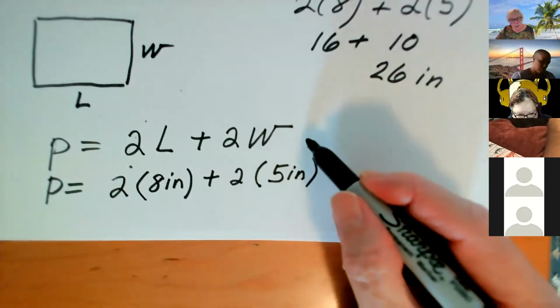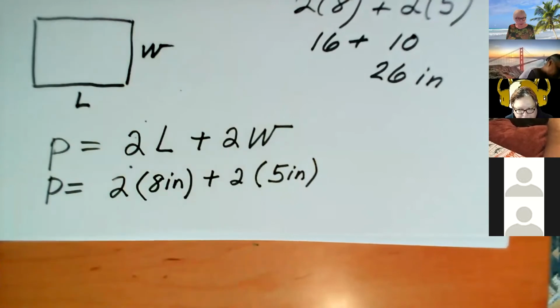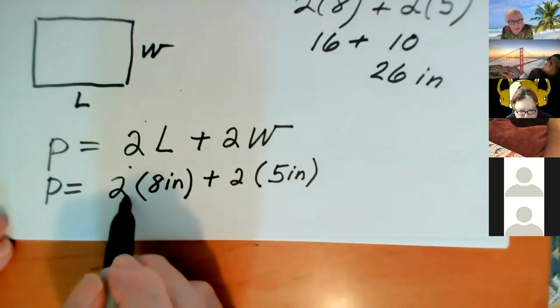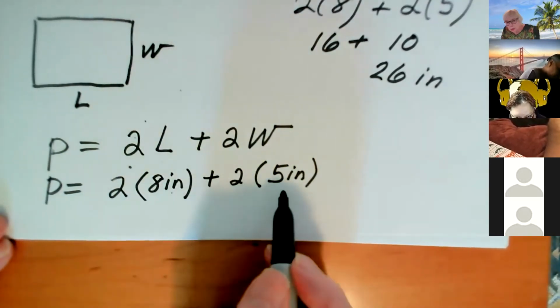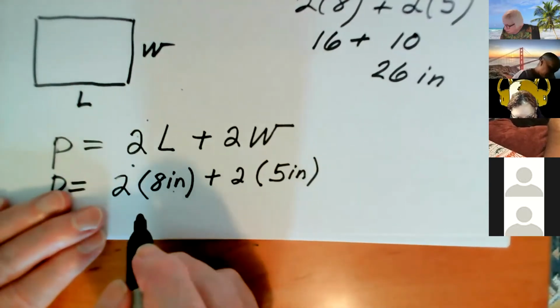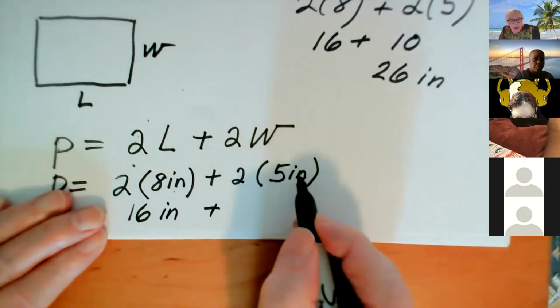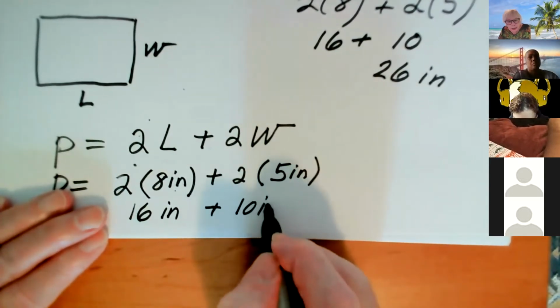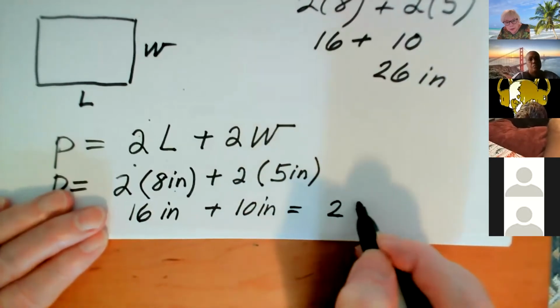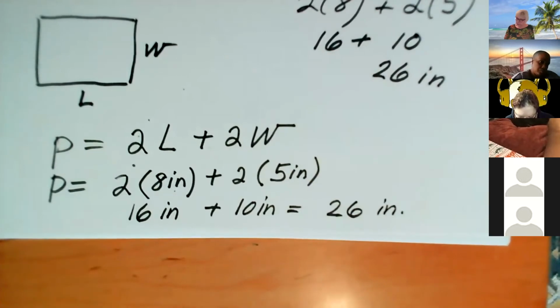So this is the formula. This is the critical step where you put the numbers into the right spot. Then you multiply first, and we'll be doing this in this last section. You multiply first, so 2 times 8 is 16 inches. And 2 times 5 inches is 10 inches. So together we're talking 26 inches. How's that?